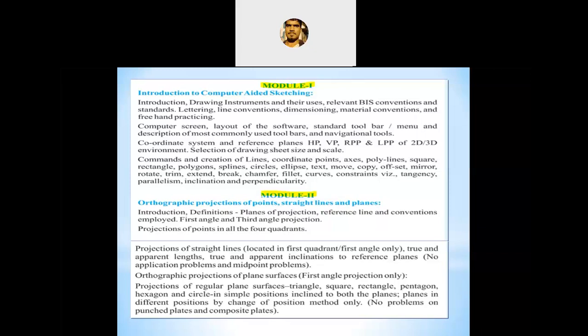Now come to the projection of plane surfaces. That is all projection of planes. Here there are different planes: triangle, square, rectangle, pentagon, hexagon, circle, with a simple position inclined to both planes, and planes in different positions, using the changing position method. No problems on punched plates or composite plates. We are not using any composite plates or punched plates. The problems are based only on simple planes.